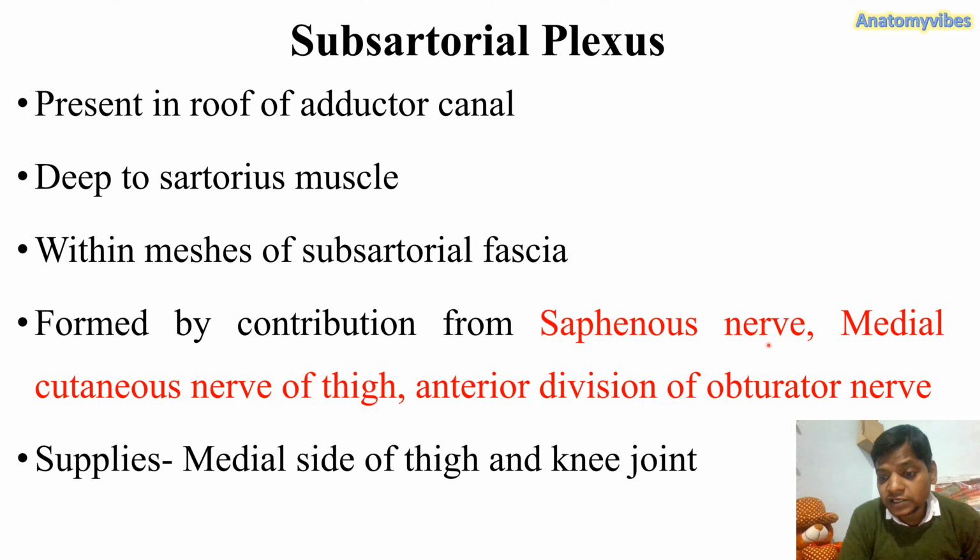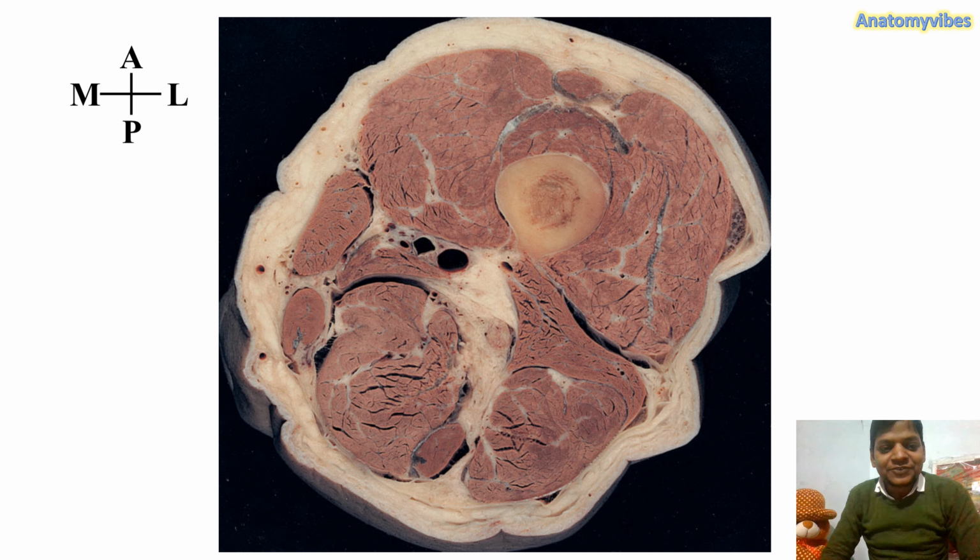Very simple. And where is this plexus going to supply? This plexus will supply the overlying cutaneous area and will also supply the knee joint. Simple. So friends, in this image you can clearly see the orientation of the adductor canal.